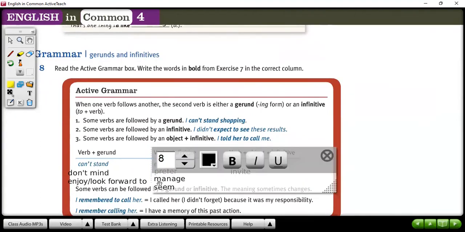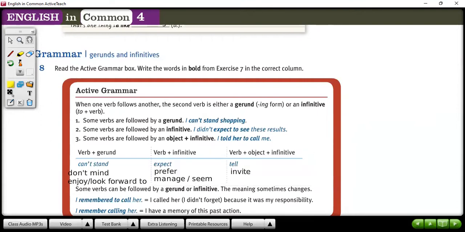Now, let's take a look at an example of another type of verb. Then we have two possibilities. That means that I can use the infinitive or the gerund with a slight difference in meaning. Let's take a look at a good example here.